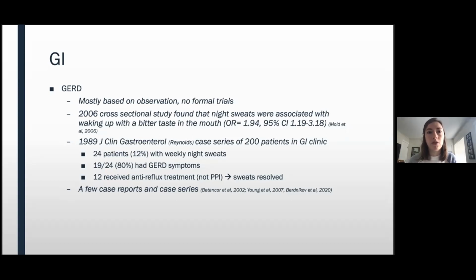Since then, there have been a few case reports and case series that have shown similar things, where patients had some GERD symptoms and night sweats. They treated the GERD, and the night sweats went away.